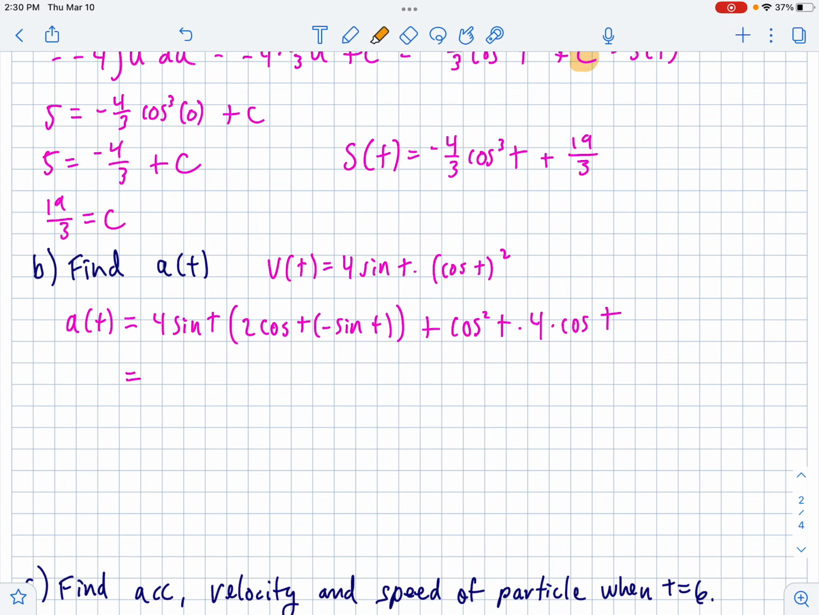Nice. So when we simplify all this, like here I see a sine and a sine, so that'll bump it up to sine squared. But then there's a negative and a 2 and a 4. So this whole thing is negative 8 sine squared t cosine t. Plus, really the cosine squared with cosine is cosine cubed. So you get 4 cosine cubed t. Awesome. That's that whole part. So that's a of t. That's the acceleration.